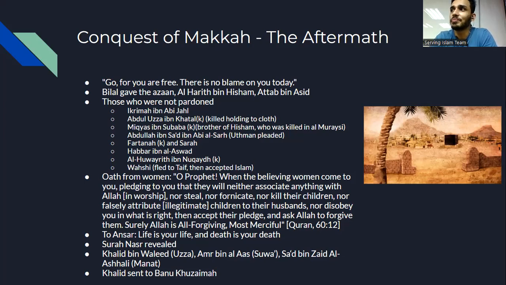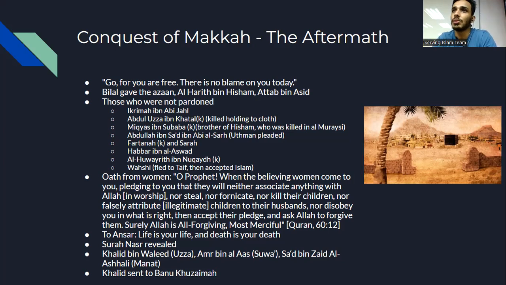Habbar bin Aswad was the one who, when Zainab was leaving Makkah and going to Medina, tried to stop her, and he pricked the camel of Zainab. Zainab was pregnant, so she fell down and suffered a miscarriage, and then she died later of the wounds that she sustained.